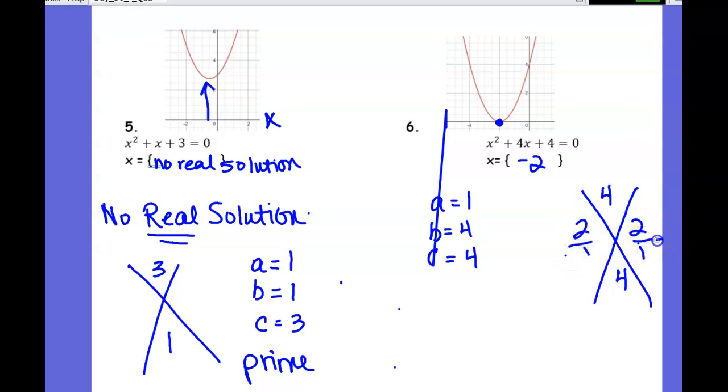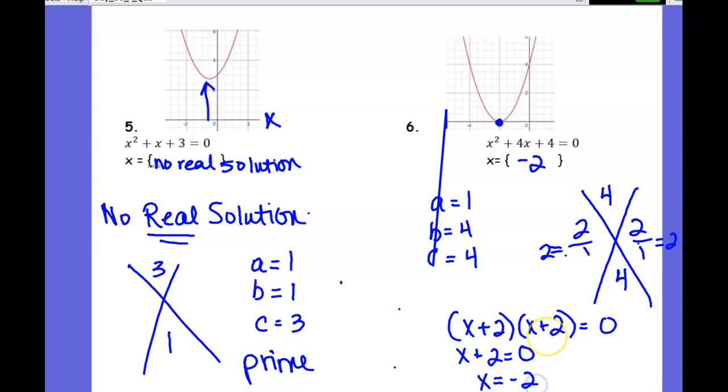Again, we divide by the leading coefficient. So if we took each of the factors, x plus 2 times x plus 2, and we set that to be 0, we can see x plus 2 equals 0. Our x would be equal to negative 2. And since it's the same factor on the other side, it's also going to be x is equal to negative 2. And that's how we get our one solution.